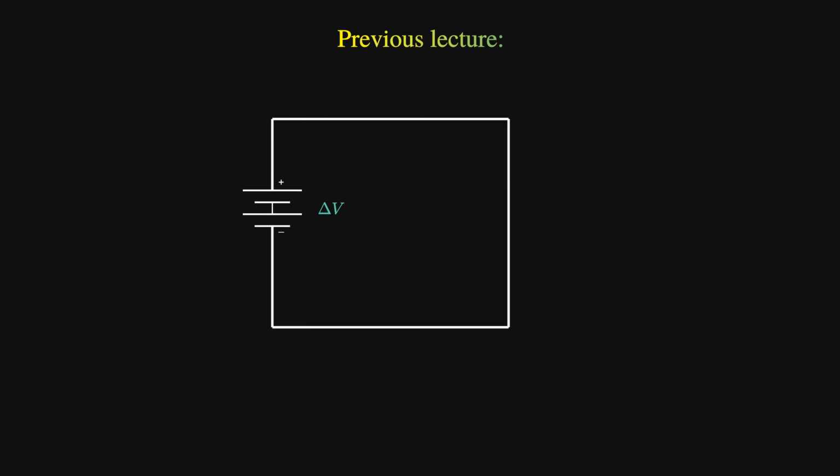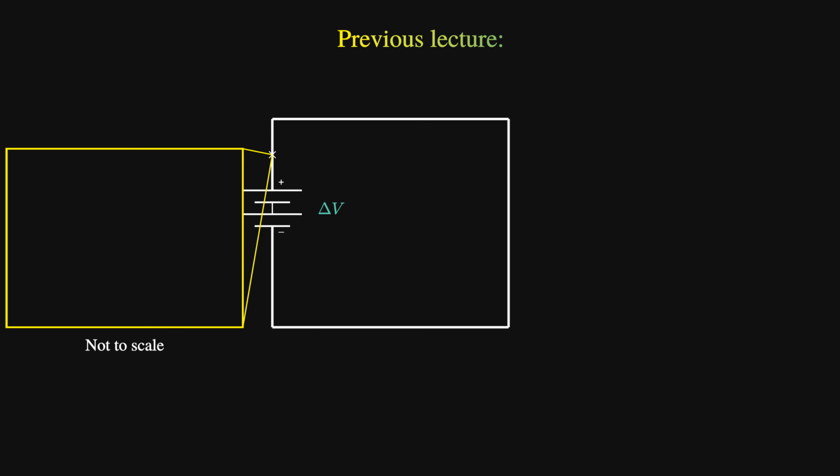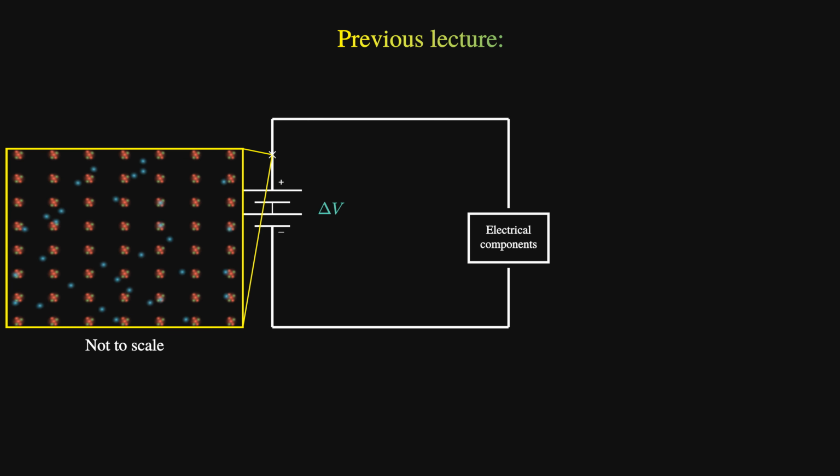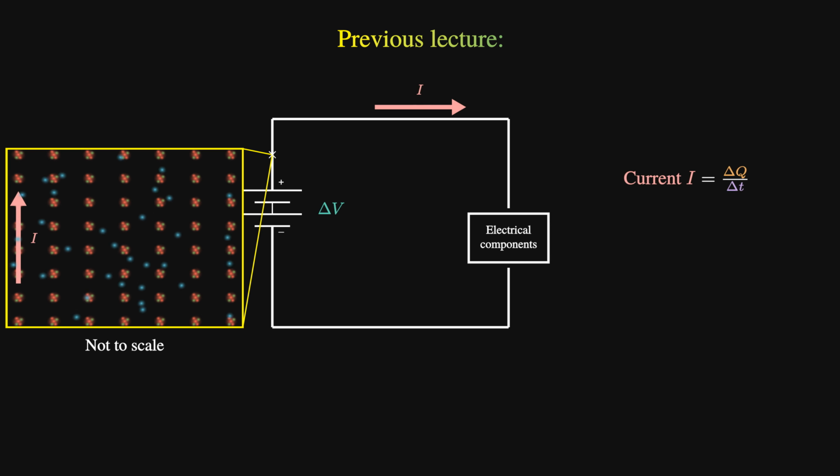In the last lecture, we introduced the battery, a device that can hold a roughly constant potential difference across a conducting wire, even when electrons flow through it. This allows for a steady movement of electrons for long periods of time. If we are to put electrical components along our wire, we can send electrons through them at a steady rate. We also introduced a quantity known as the electric current, which is just the amount of charge flowing through a point on the circuit per second.